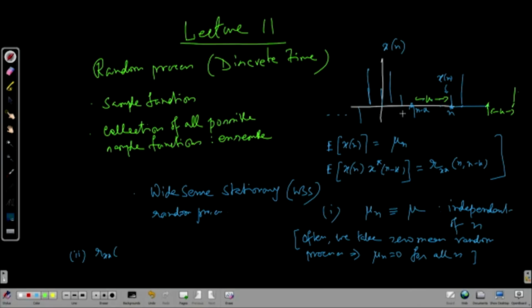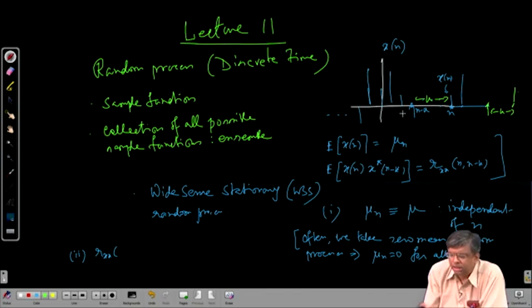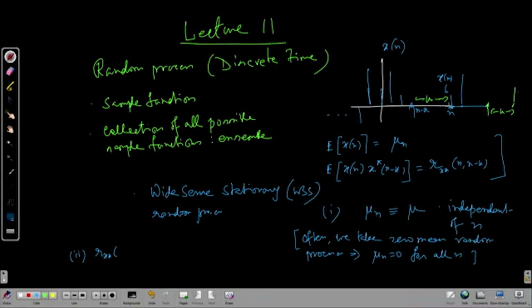Because again the correlation property is not localized on this axis. It is uniformly distributed over this axis. So, correlation between two samples k points apart, whether I see them here or elsewhere, I should see the same thing. It is the gap that should matter, not the absolute locations. That means, in this case, n minus k should depend only on k, all right, only on k.